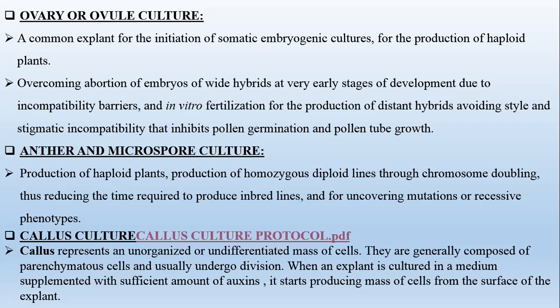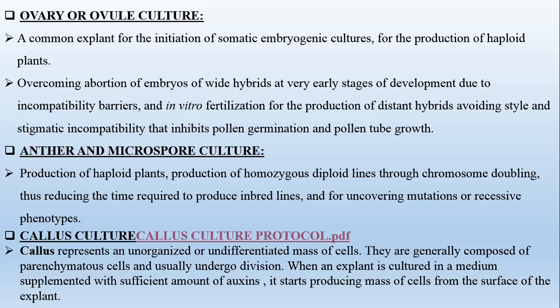Okay, so here ovary and ovule culture. As we know, the ovary is a sexual organ in the plant, okay, which is from the female parent. And before crossing, if we use this ovary as an explant, then we will get these haploid plants. And this is one of the important purposes of ovary culture or ovule culture.